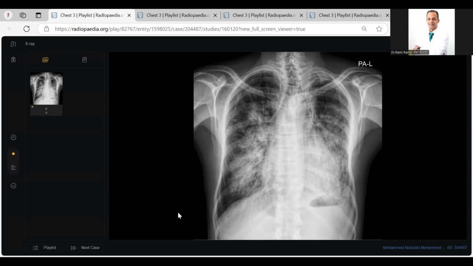What is the name of this sign? Perihilar opacification, bilateral, bat wing sign. Yeah. Okay, excellent.